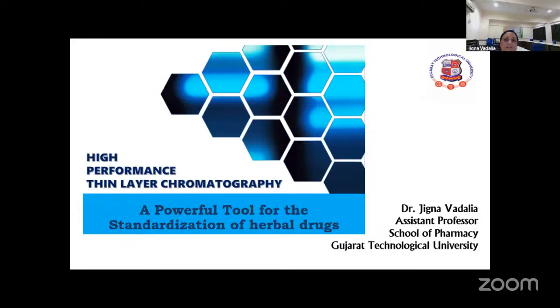Now this is a full HPTLC setup. In the HPTLC, first is an applicator through which we can apply our sample, then developer, or we can also develop in the chamber, then visualizer, scanner, that we will see one by one.